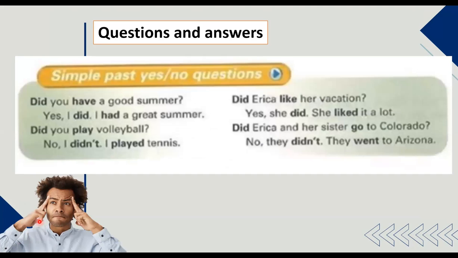Okay, question and answer. So simple past, yes, no question. We studied before: did, subject, the verb in present, complement, and the question mark. So that is the structure we're going to follow to make a question. Look at these examples. Did you have a good summer? Yes, I did. I had a great summer. ¿Tuviste un buen verano? Yes, I did. I had a great summer.